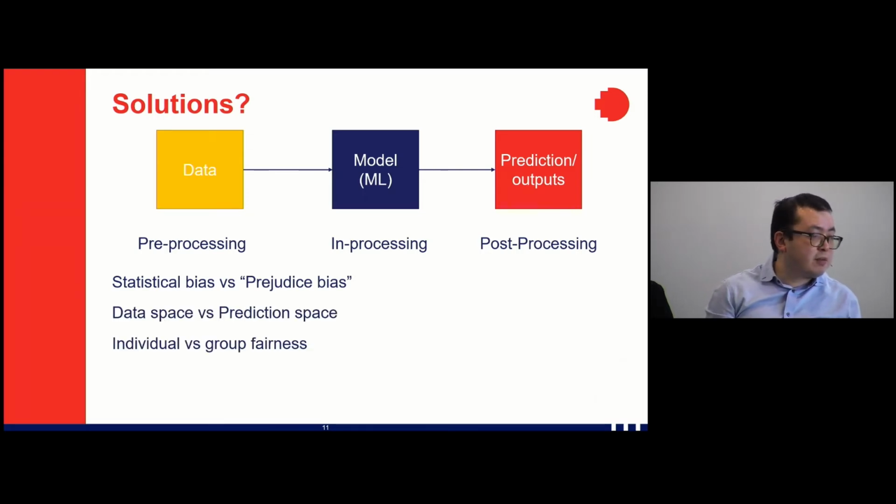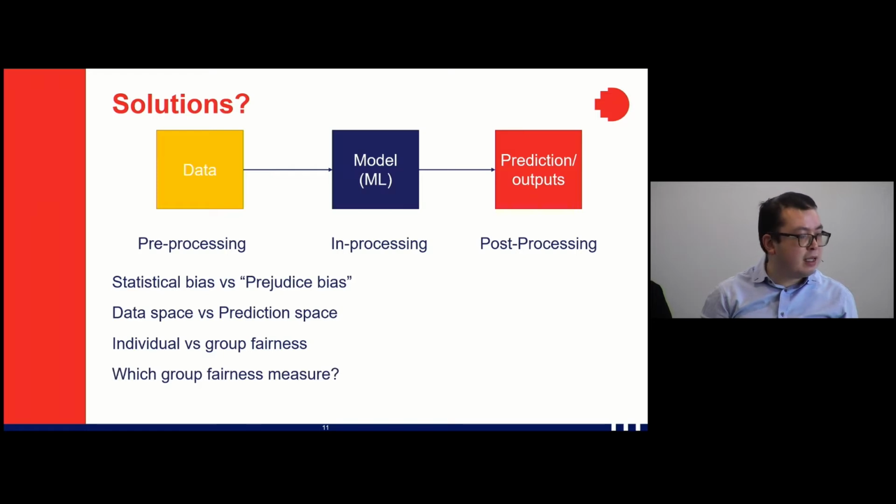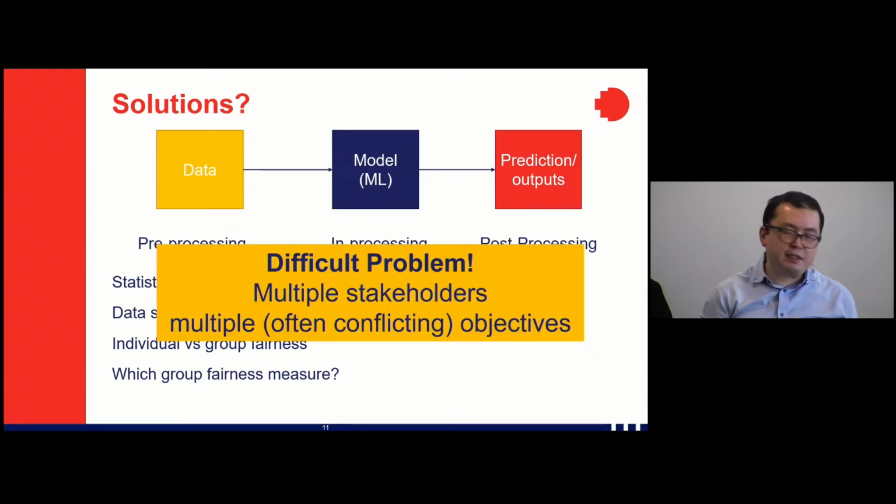I touched on that before. There's individual versus group fairness. In individual fairness, we want similar individuals to be treated equally. In group fairness, we want different, disparate groups to be treated equally. And again, there's a conflict there occasionally. And then there are lots and lots of notions of fairness. Which one do we optimize for? Because we can't optimize them all. So this is a difficult problem, with multiple stakeholders and multiple, conflicting objectives.